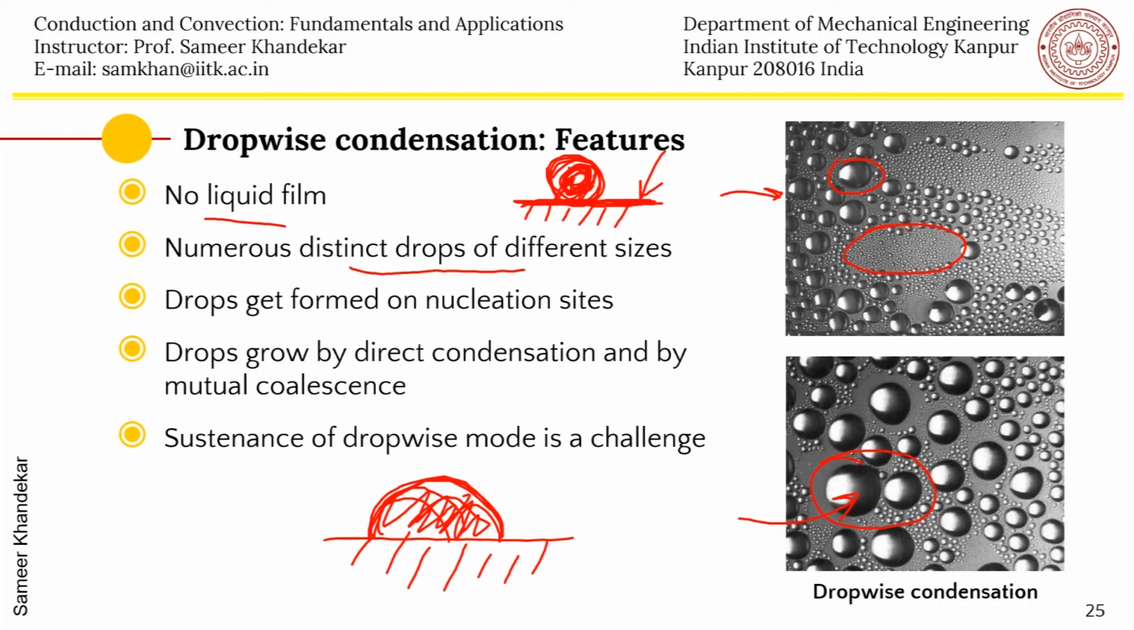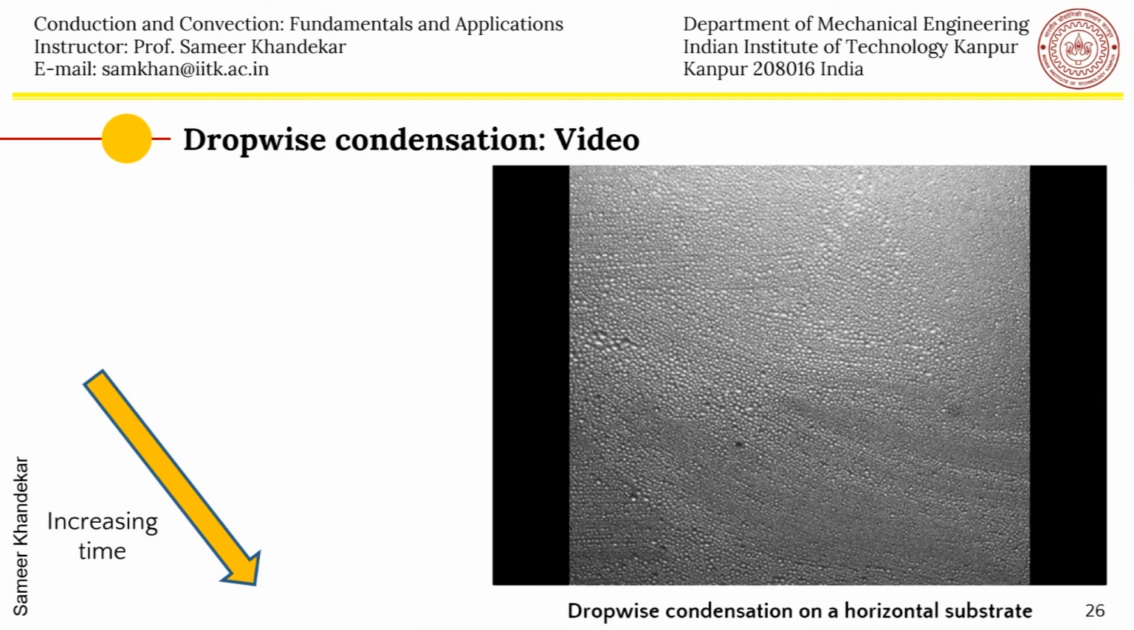So let us see a video of the dropwise condensation process, and with increasing time we will see different types of droplet distribution. You can see in the beginning drops are being formed on the screen. This is in real time, and you can see the drops are not only growing by direct condensation, but there is a lot of coalescence taking place. In the beginning there were small drops formed on the entire surface. As the time is proceeding, you will see that bigger drops are getting formed.